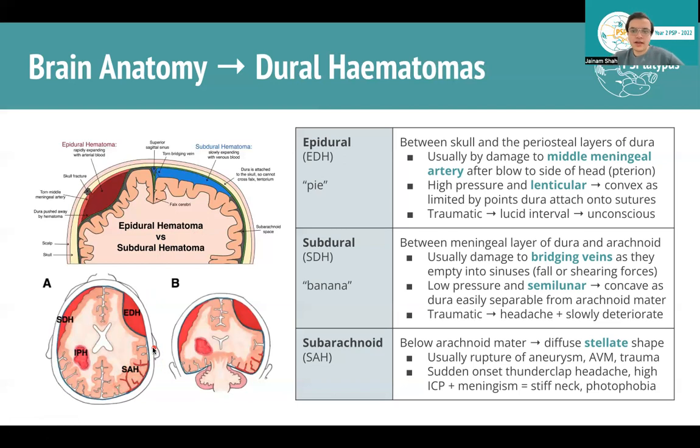Usually from a rupture of an aneurysm, arteriovenous malformations, or because of trauma. And the main thing to remember here, pathognomonic, is the sudden onset thunderclap headache. Okay, so anytime you see that, you're thinking, okay, I need to rule out a subarachnoid hemorrhage. And some other signs that you can get are high ICP, because it's obviously increasing the intracranial pressure because of the bleed. And you can get meningism because the blood actually irritates the meninges. And remember, the meninges actually do have some innervation.